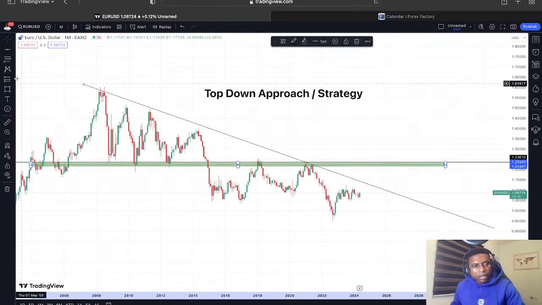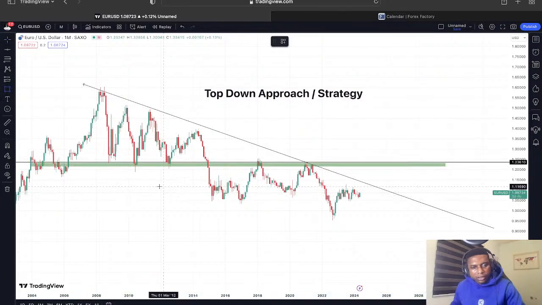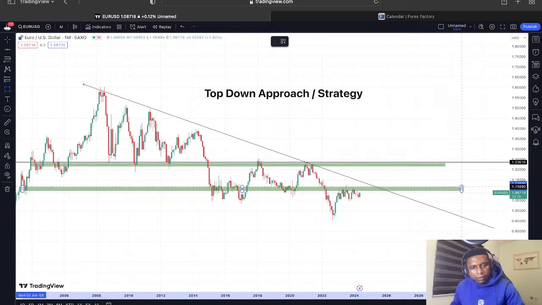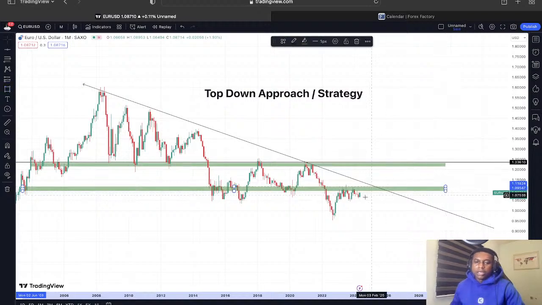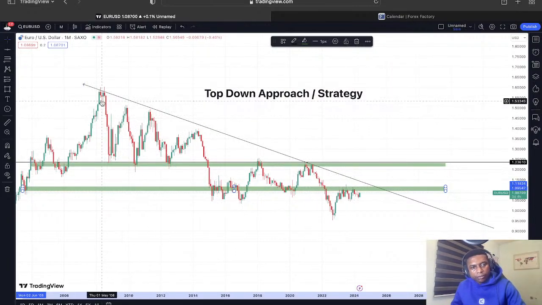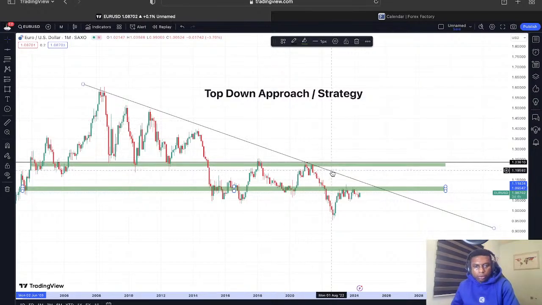Okay, and also another significant level is this. Okay, so yeah, so we might just see market come touch this level then reverse back, touch this level then reverse back. Yeah, so on a monthly time frame, this is our market outlook.